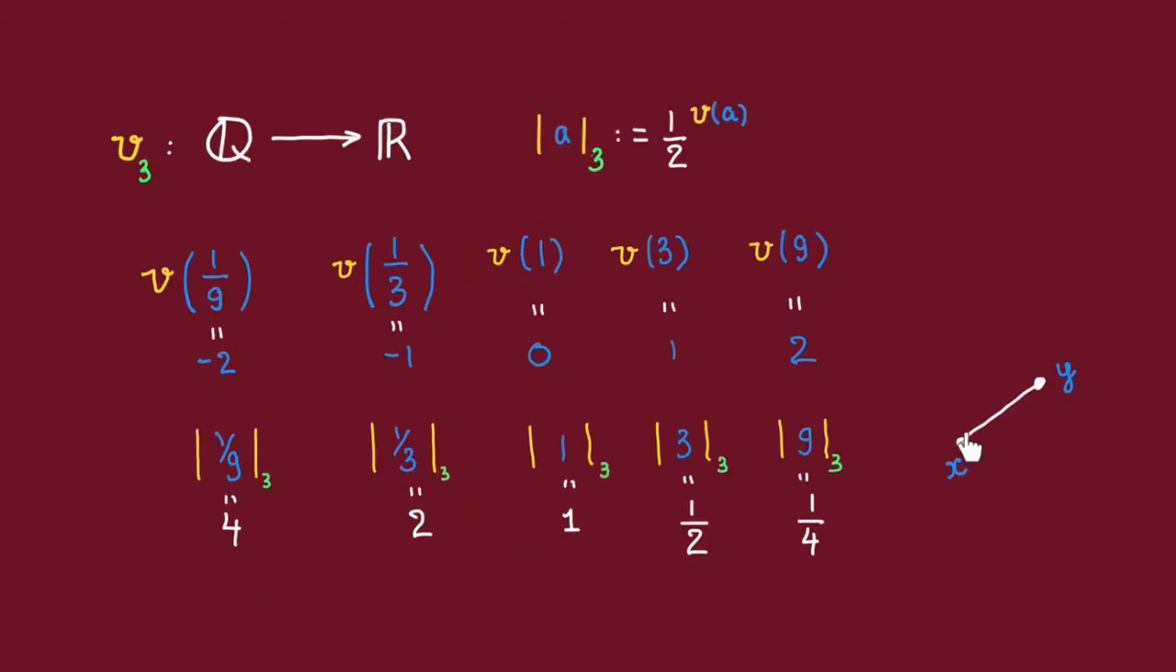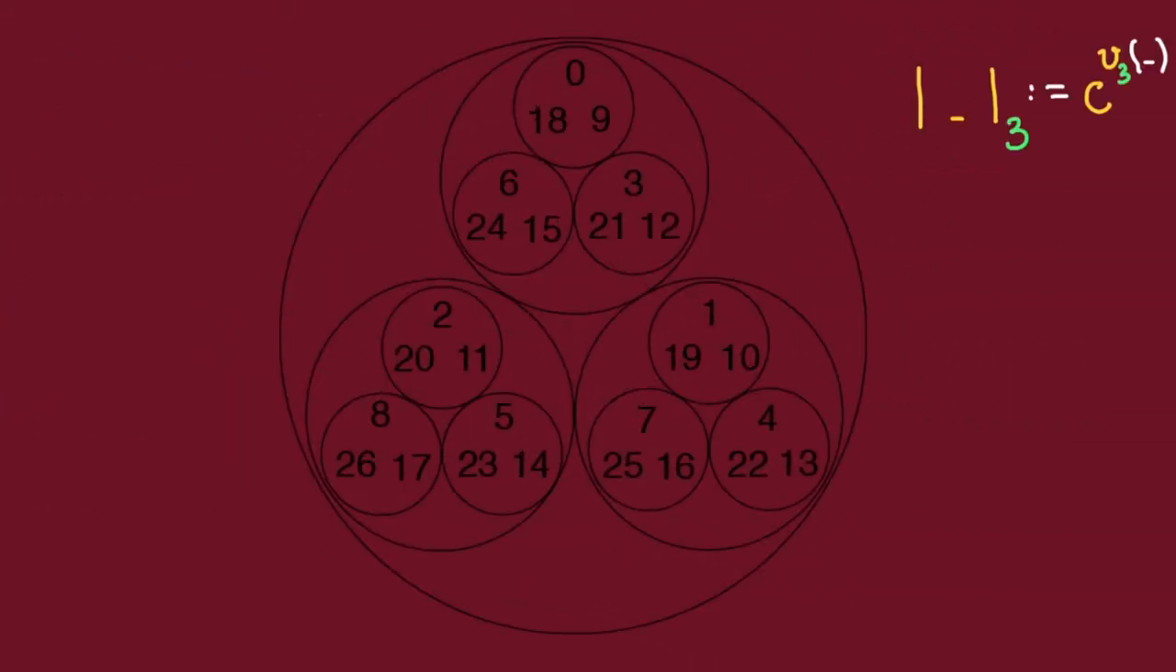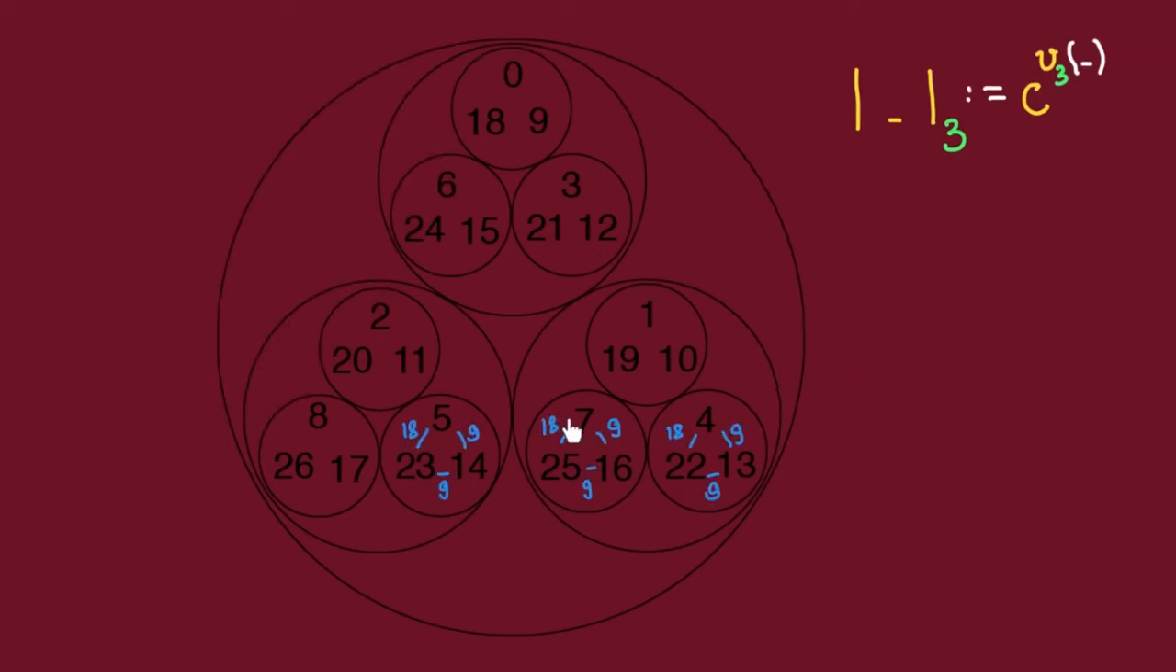This means that for 2 points x and y to be close, x minus y must be divisible by high powers of 3. Thus, we have the following picture of the three-adic numbers. Let us figure out the three-adic distance amongst these points. Observe that the differences amongst these points here are 18, 9, 9, which are divisible by 3 squared, but no higher power of 3. Thus, all of their p-adic distances must be c squared.